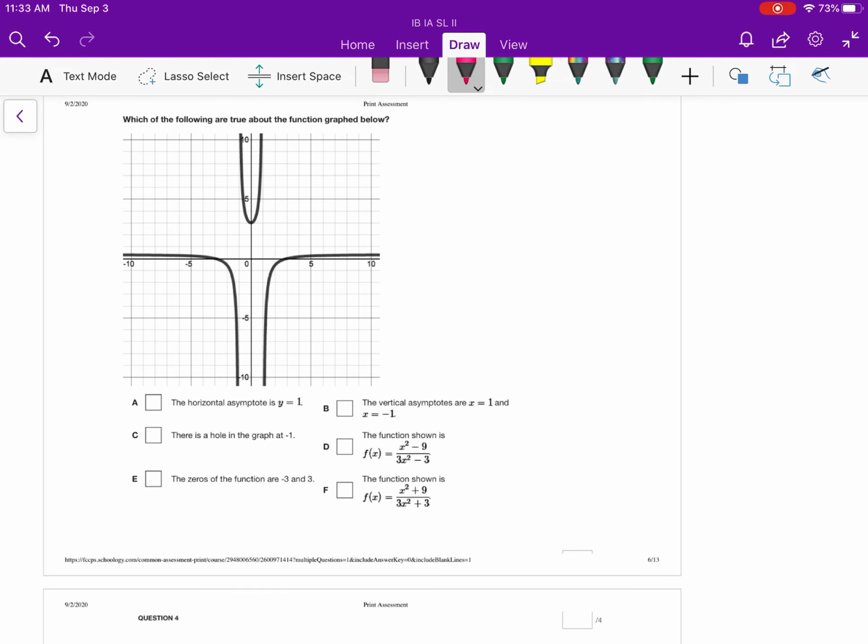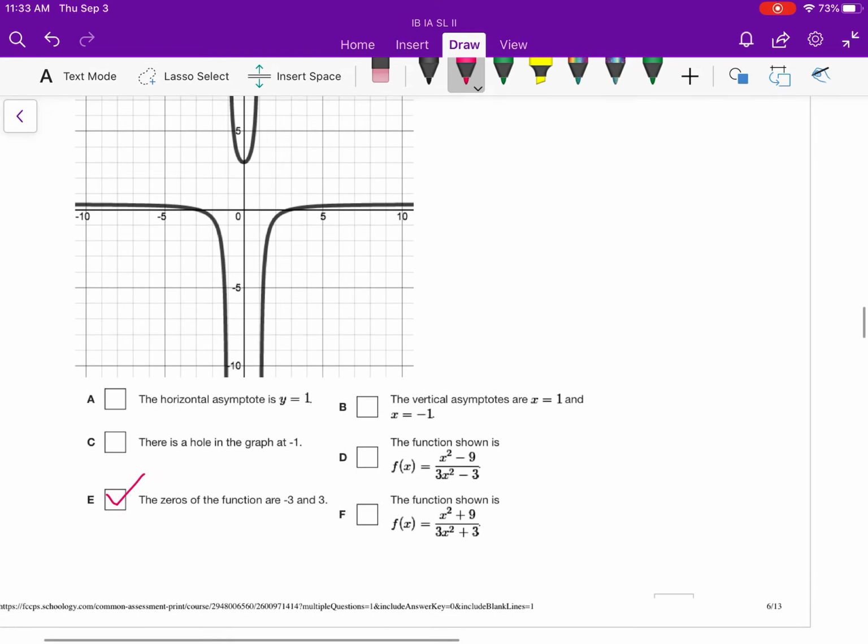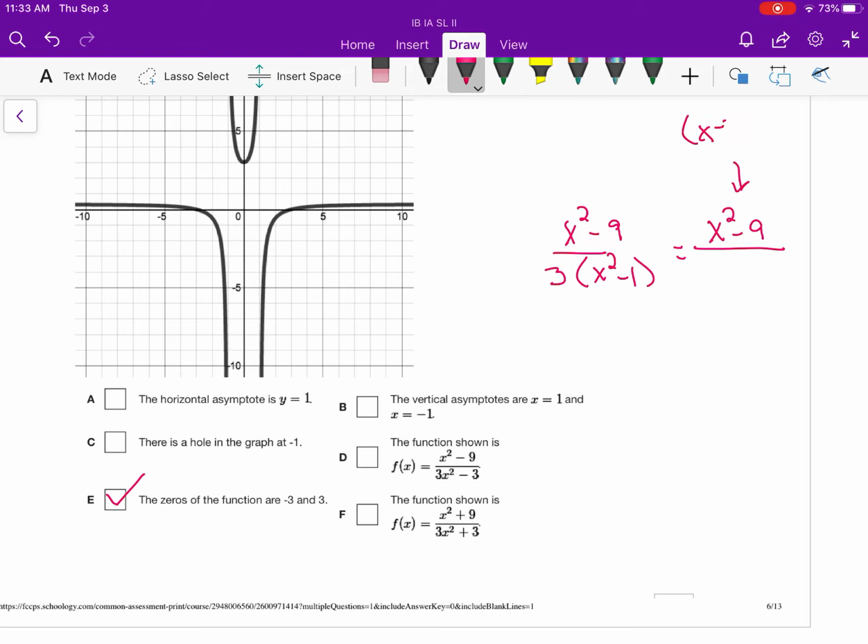Which of the following is true about this? You just kind of had to look at this. Our zeros or x-intercepts are -3 and 3. We also have, if you look at this, any of these equations, if you take this function down here, x squared minus 9 over 3 times x squared minus 1, that gives you x squared minus 9, and that's where your zeros come from, x minus 3, x plus 3. That's how we knew that.